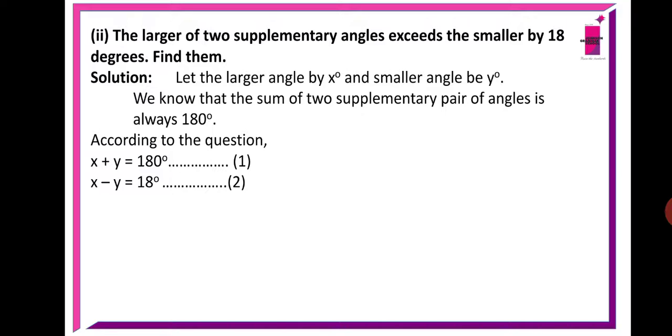The larger of two supplementary angles exceeds the smaller by 18 degrees. Find them. We know that the sum of two angles equal to 180 only. Those angles are called supplementary angles.